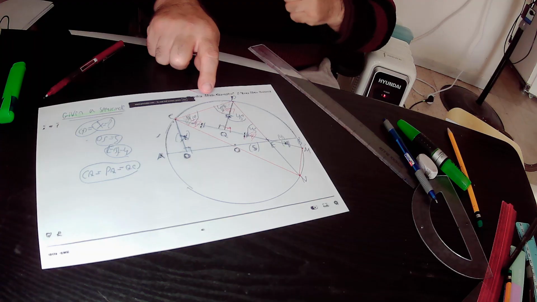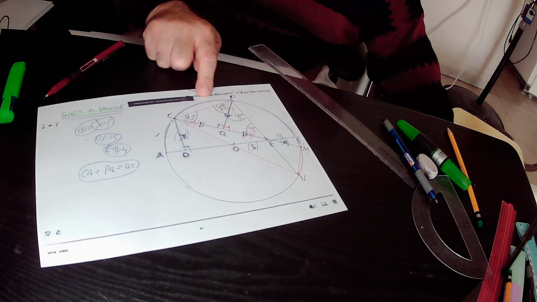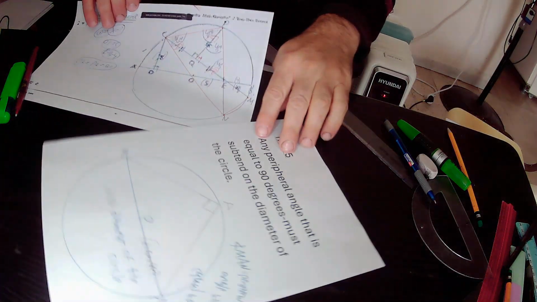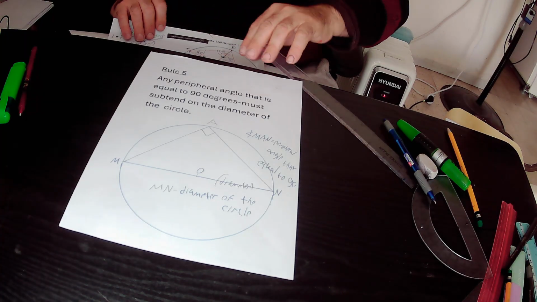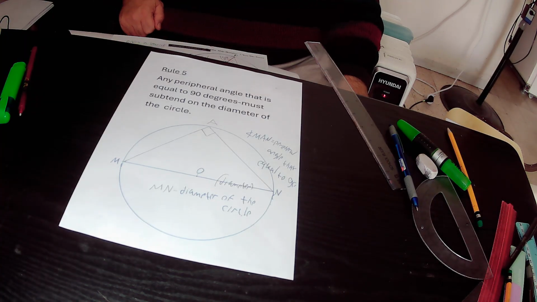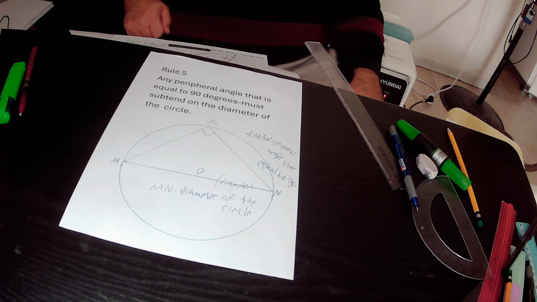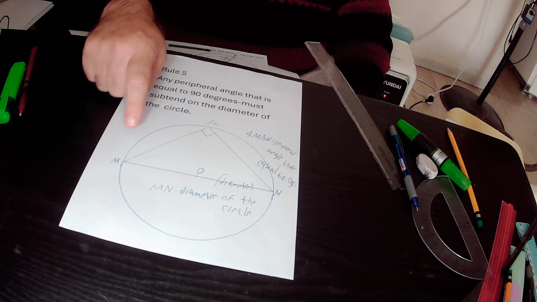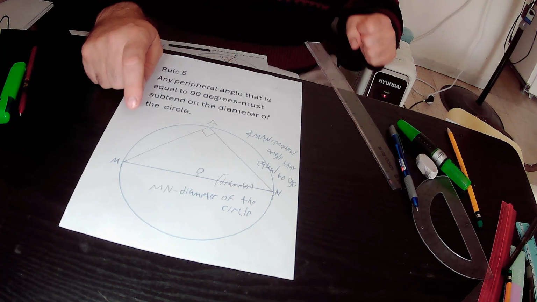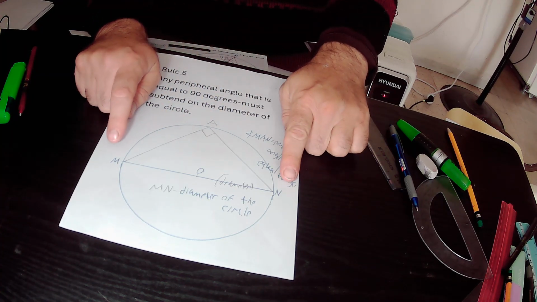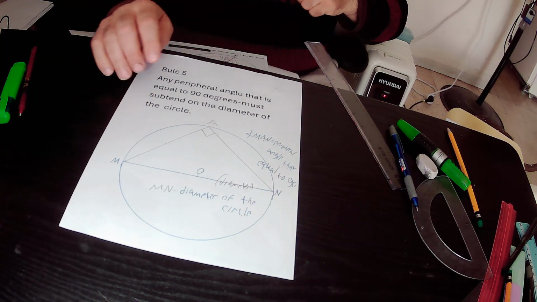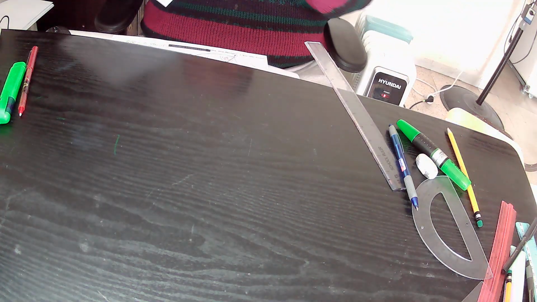So here we can implement rule 5 in our drawing. Repeat quickly on rule 5. According to rule 5, any peripheral angle that is equal to 90 degrees in size must subtend on the diameter of the circle. This is peripheral angle MAN that is equal to 90 degrees in size, and therefore peripheral angle MAN must subtend on the diameter of the circle. Peripheral angle MAN subtends on chord MN, therefore chord MN must be the diameter of this circle according to rule 5.